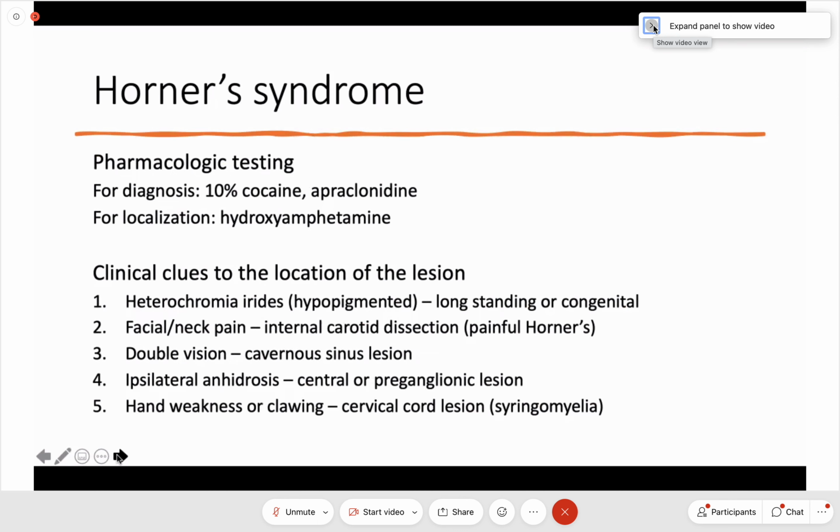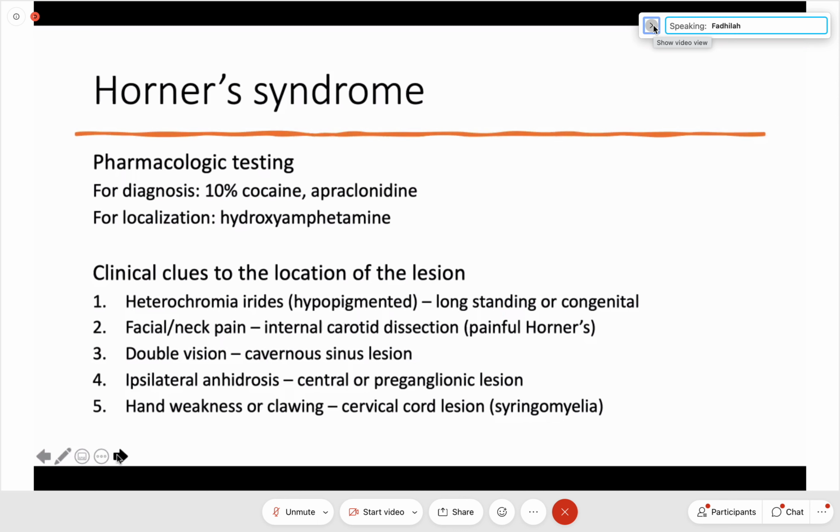Now, I'm not going to talk about the pharmacologic testing. That needs another topic on its own. But please pay attention to the clinical clues that can help you to locate where the lesion is. If you see heterochromia iridis, where the Horner pupil is a bit hypopigmented, then it's possible that the Horner is already a long-standing or congenital Horner. If the patient complains of facial or neck pain, beware of internal carotid dissection, right? This is what we call painful Horner's.